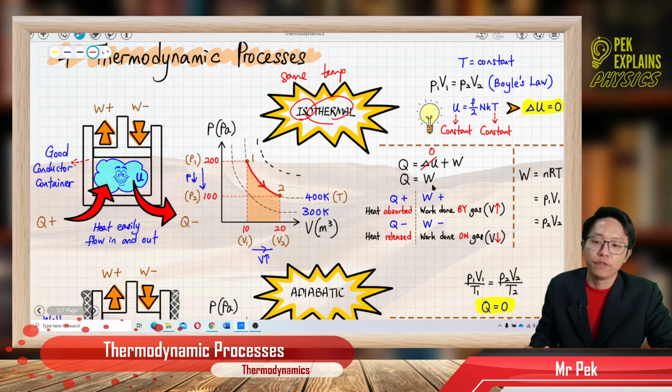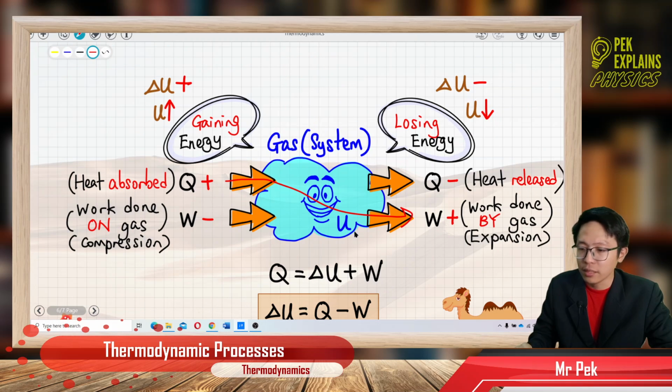When Q is negative, W is also negative. What does it mean? It means that we start from the right-hand side. Work is done on the gas, compressing the gas, and heat is released, heat is lost. When Q is negative, work done is also negative. What does it mean? Okay, look at this one.